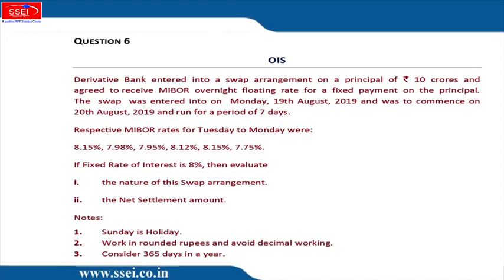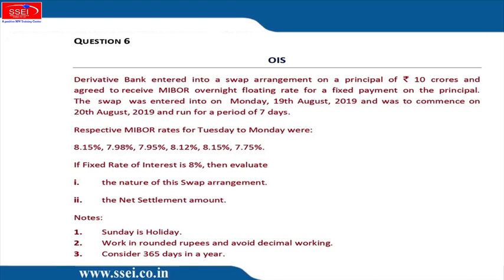I hope you remember the sum we had done in the class. Derivative bank entered into a swap arrangement on a notional principal of 10 crores and agreed to receive MIBOR overnight for a fixed payment. So we'll receive MIBOR, we'll pay fixed. The swap was entered on Monday 19th August, to commence on 20th August 2019 for a period of 7 days, so Tuesday to Monday. The MIBOR rates are given. Obviously, the second last rate, 8.15%, is the rate on Saturday, which is also applicable for Sunday because Sunday is a holiday. The fixed rate of interest is 8%.